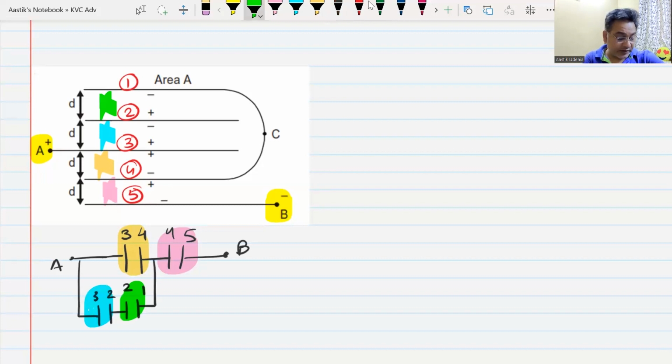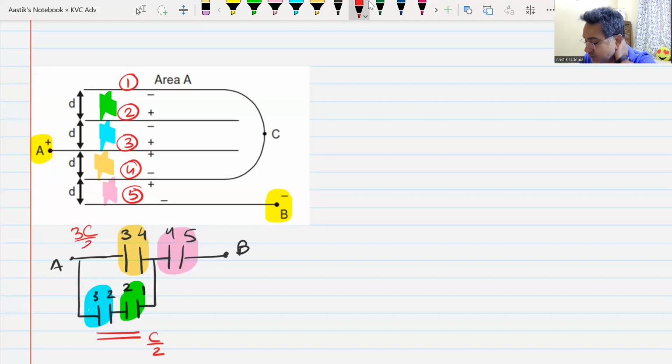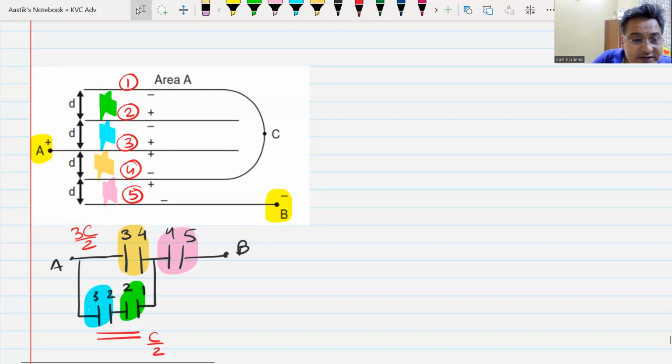Now the question becomes pretty simple and straightforward. These two are in series, so it becomes C by 2, yes or no? Yes, sir. Then they are in parallel, so it becomes C by 2 plus C, 3C by 2, yes or no? Yes, sir. Then they are in series, so I think it will become 3C by 5. So the final answer is 3C by 5. Do we understand this? Yes, sir.